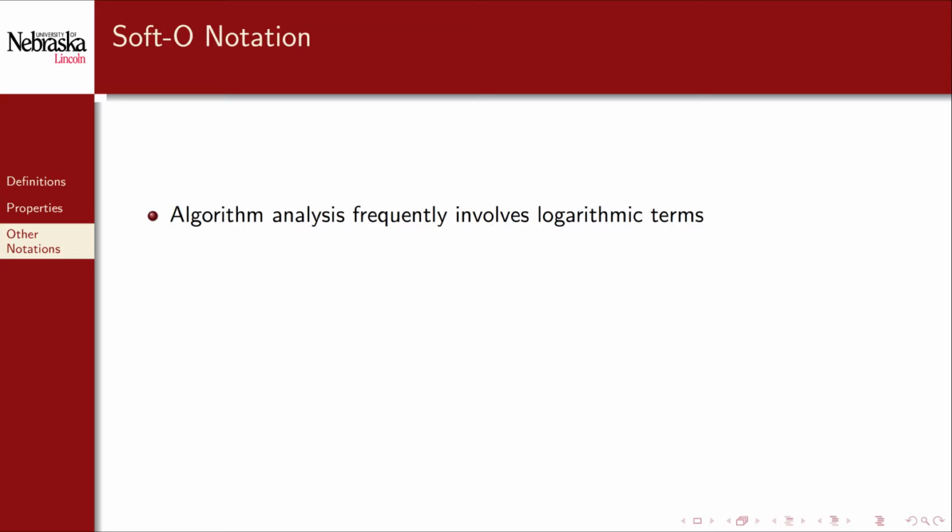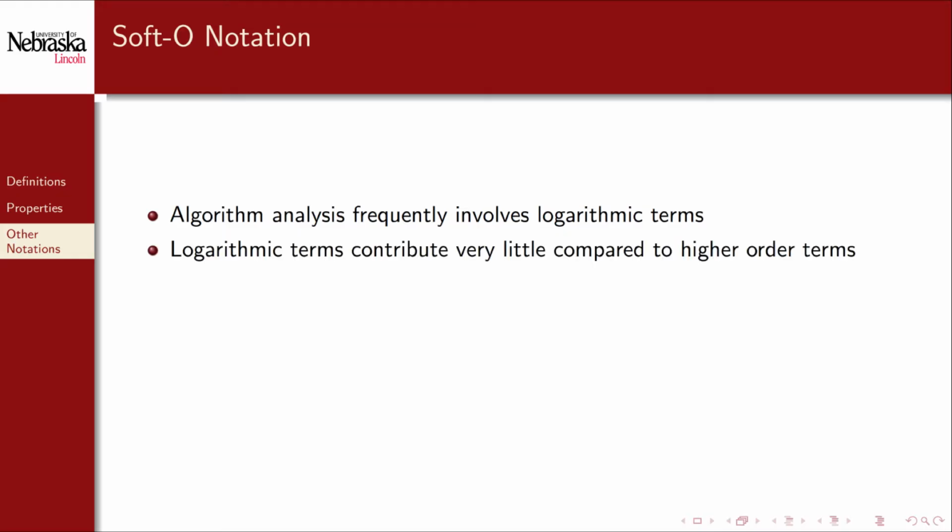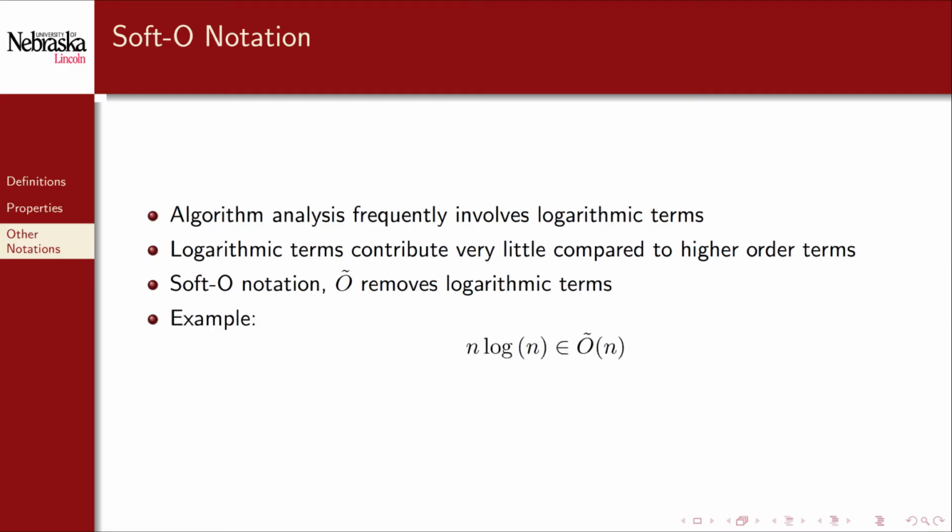Another, though less common notation, is soft O notation. Frequently, algorithm analysis may involve logarithmic terms. However, these terms are very slow growing compared to the higher order terms. Soft O notation, using a tilde above the O, allows you to ignore those lower order or logarithmic terms and focus on higher order terms. For example, n log n, a common quasi-linear function arising from algorithm analysis, can be simplified to n using soft O notation and ignoring the logarithmic factor.